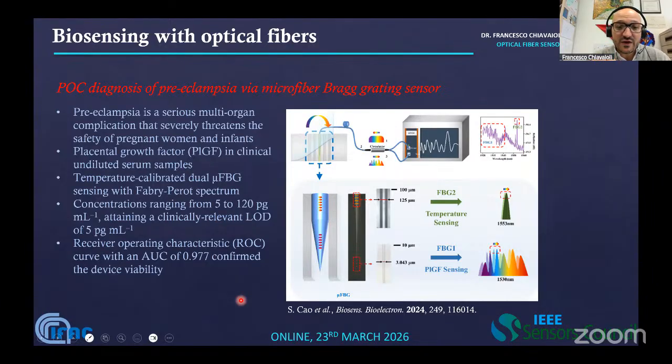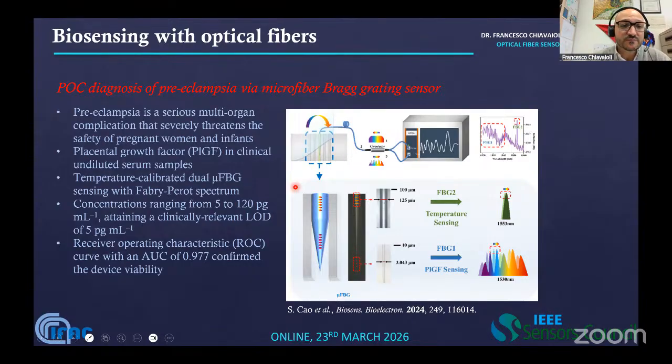Another interesting example using fiber Bragg gratings in the form of a tip of a fiber is the possibility to use this device as a point of care device studying samples from patients. This device, which consists of two Bragg gratings, one in the standard region of the fiber to monitor temperature and the other on the tip of the fiber to monitor the concentration of a biomarker, was used to detect placental growth factor, which is fundamental in preeclamptic patients, a very severe multi-organ complication that affects pregnant women and infants during the pregnancy.